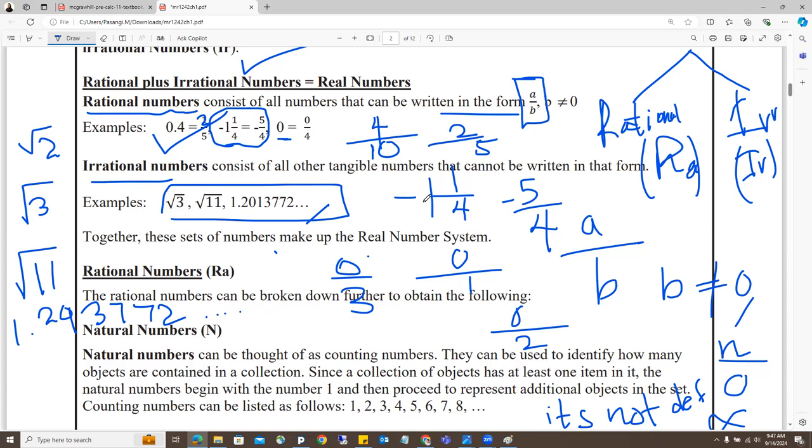Like pi? Like 3.14? Pi is 22 over 7, no? So 22 over 7 belongs to what? Rational numbers, yes. But let me check. Good question.